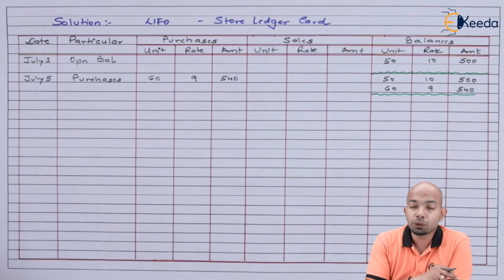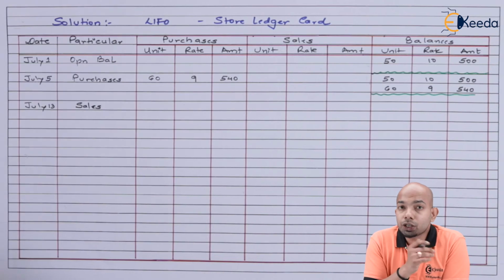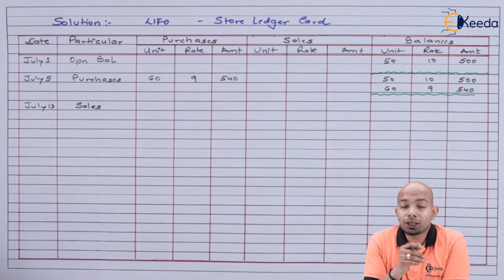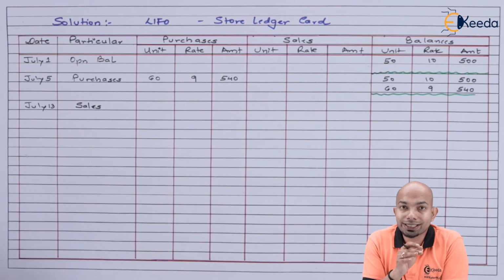Now the next transaction will refer to the sales transaction. Now when it comes to sales, 70 units were sold here. Now here the trick is, when you're selling out 70 units, you will take the second lot first because the last in will be going out first for the sale.